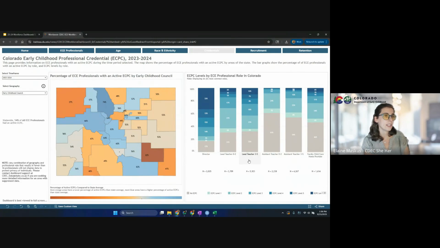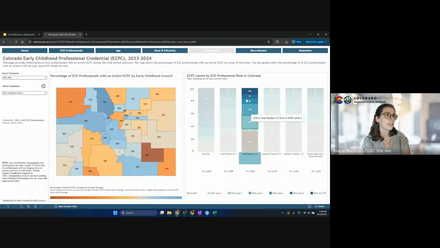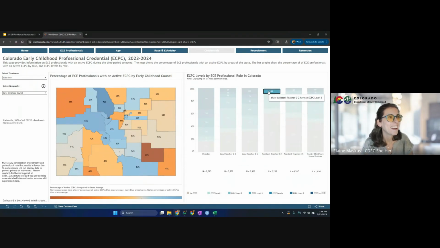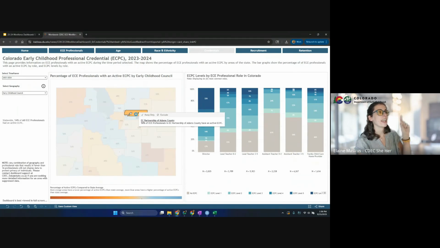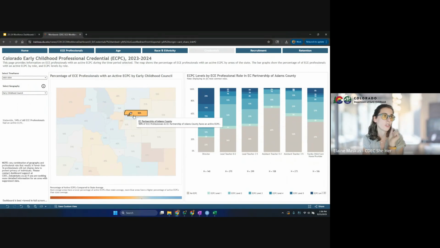Similarly to our first tab, if you select something over here, it will update the map and vice versa. Actually, I'm not sure if it's vice versa now that I say that. But if you select a map area, then the ECPC levels will update. So you'll be able to see for your council, what is the ECPC level breakdown for professionals in different roles.